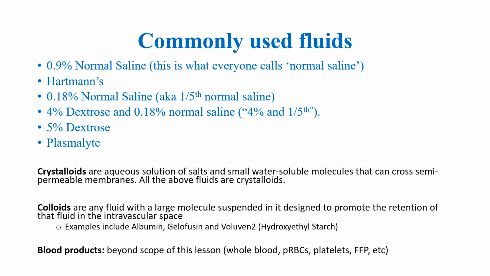You've got 5% dextrose, which is commonly used with infusions together with insulin. And then there's plasmolite, which is perhaps the most physiological of the lot. Given that it's expensive, it's predominantly only used in the ICU setting.